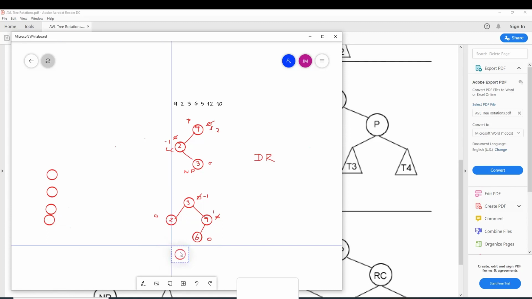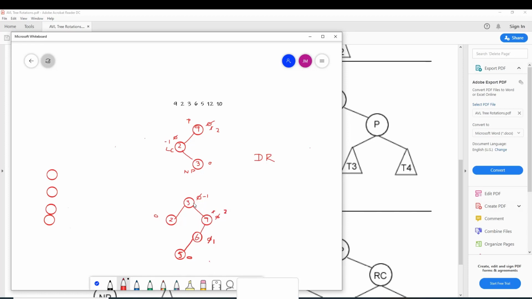So my 5 goes in. Redo my balance factors. This is a 0. This is a 1 minus 0. This is a 2 minus 0. And I can see here that this one is not okay.